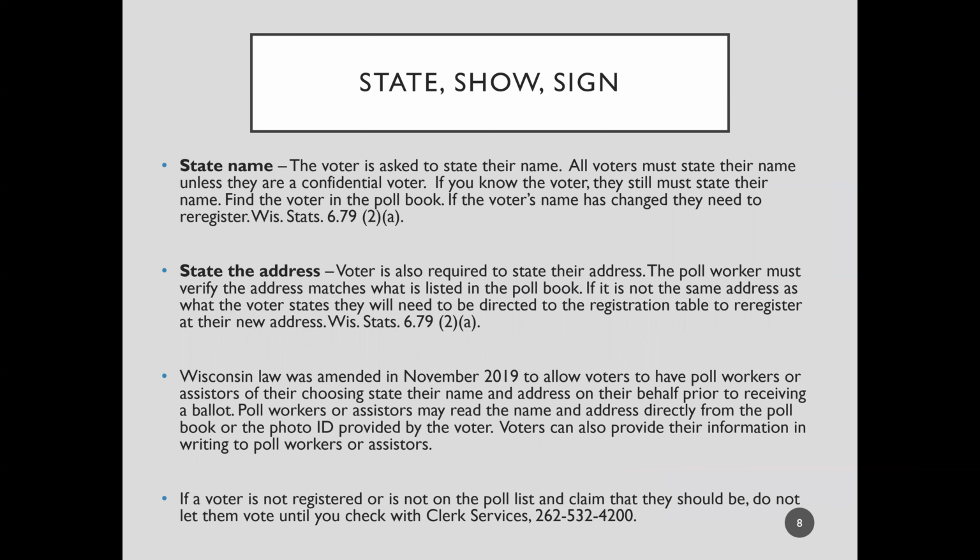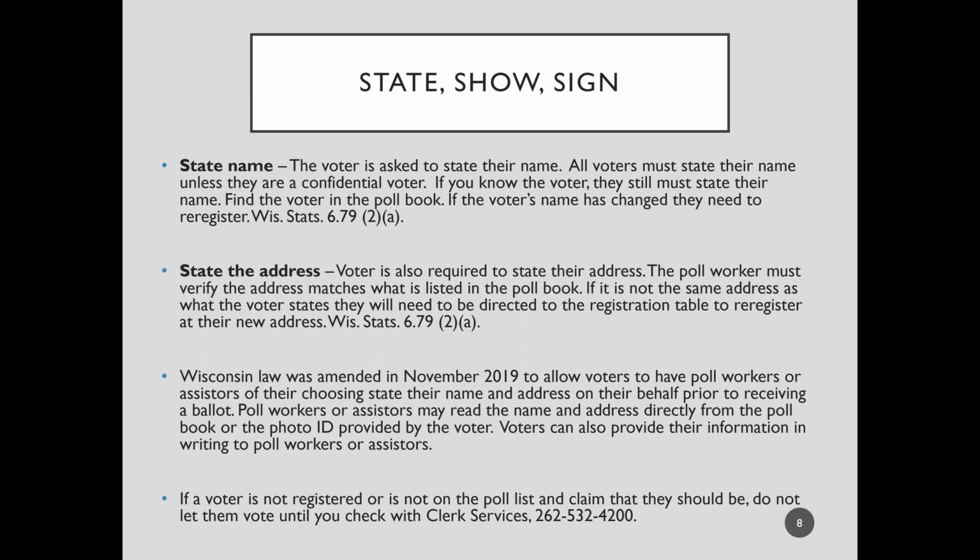State show sign. When a person walks up to the voter table or the poll book table, they first need to state their name. The voter is asked to state their name. All voters must state their name unless they are confidential voters. If you know the voter, they still must state their name. Find the voter in the poll book. If the voter's name has changed, they need to re-register.